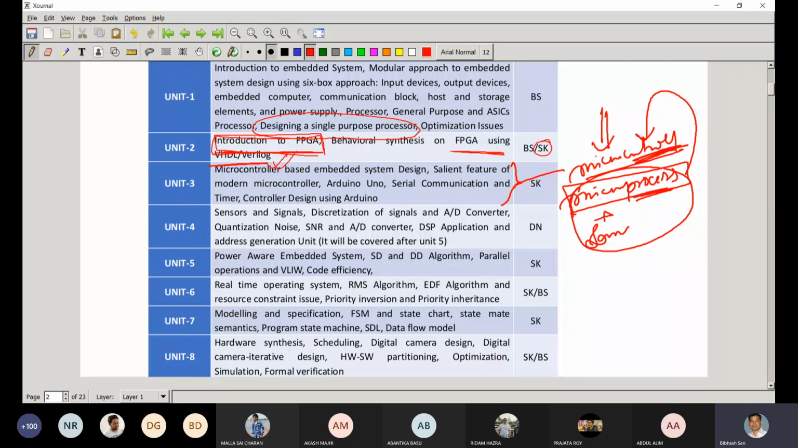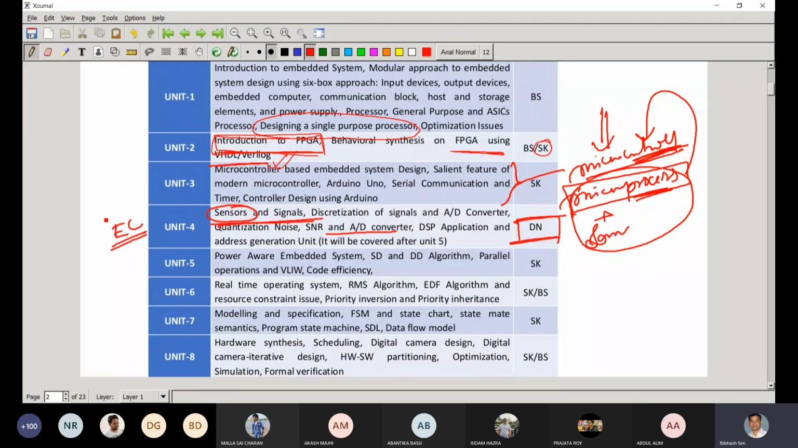After that, we'll go for sensors and signals. That is a very important part of embedded design today. And here you'll find Devashish Nandi sir will take some classes. So actually this ADC converter is a little bit of, I think, ECS concept. So in embedded systems, some electronics configuration is required, and you can get a highlight from there.